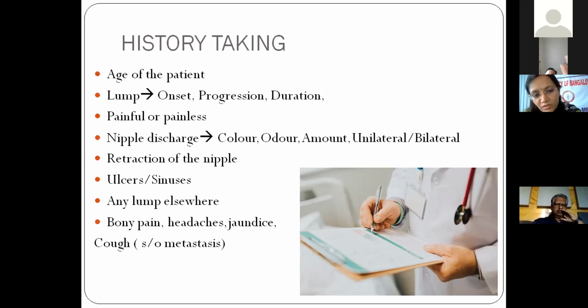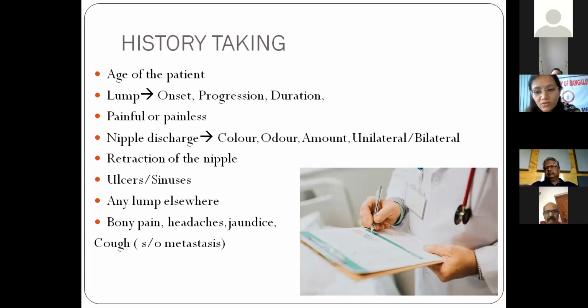Usually the most important causes could be mastitis, breast abscess in a lactating female, and cyclical mastalgia. So all these are the benign breast diseases which can be painful. Malignancies are usually painless to start with. So a lump which is painless could be a malignant lump, especially in an elderly individual.